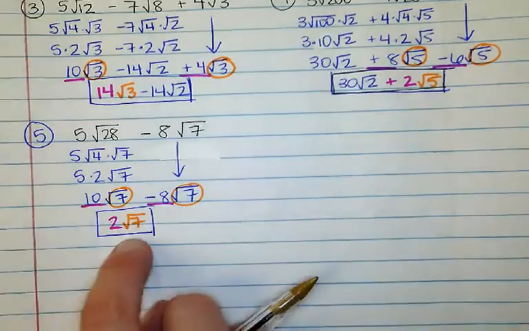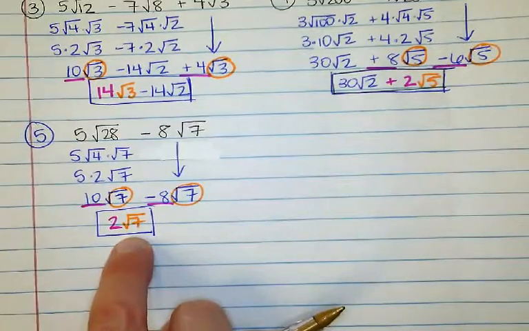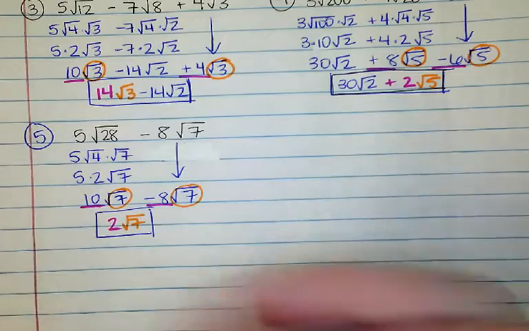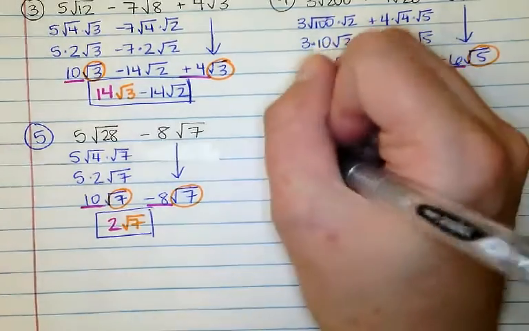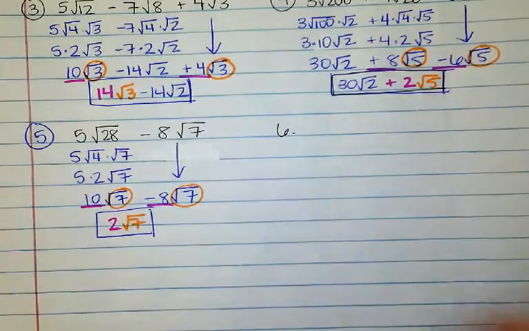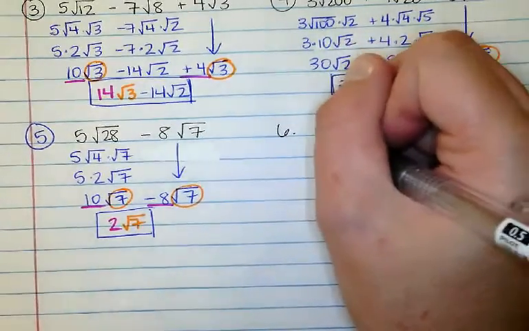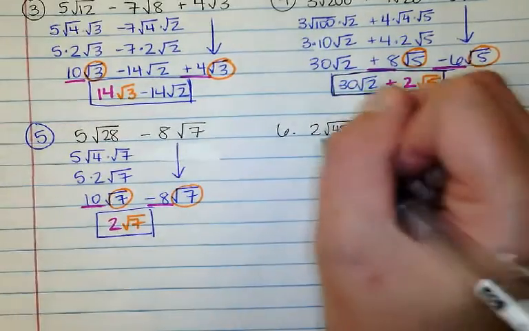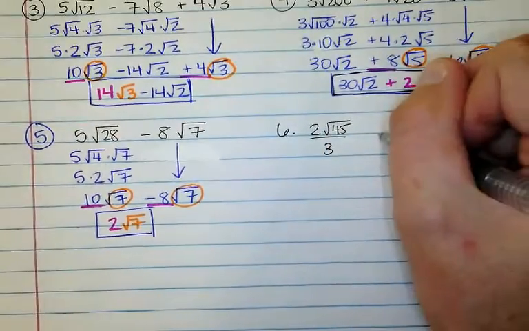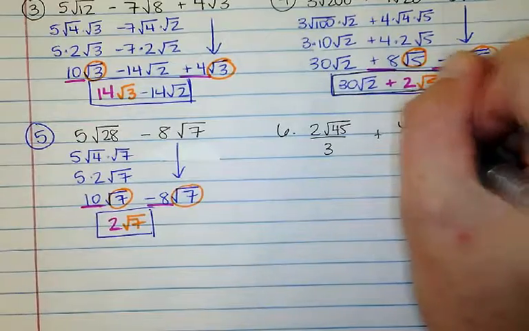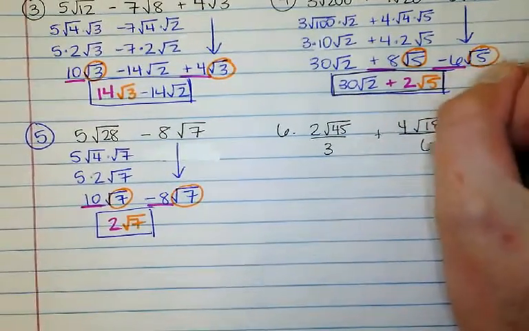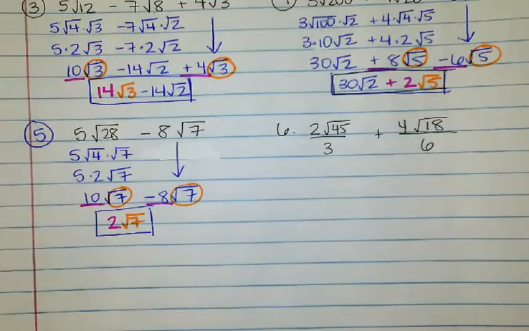Alright, last but certainly not least, this one's a little bit weird. So that's why I want to make sure we do at least one like this. We're going to say 2 times the square root of 45 over 3 plus 4 times the square root of 18 over 6. Alright, this is going to be a little weird, but it's okay. So we're going to do one at a time. Are you guys cool with that?